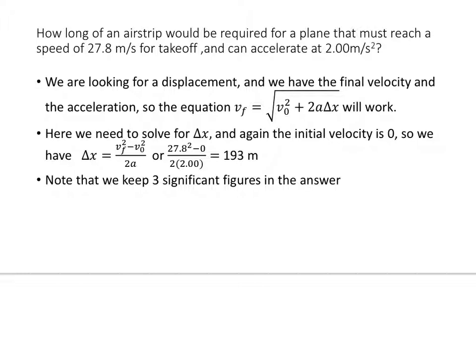All right, let's try one more problem. This one asks how long of an airstrip would be required for a plane that must reach a speed of 27.8 meters per second for takeoff, assuming it can accelerate at 2 meters per second squared. Now, in this case, we are looking for a displacement, how long of an airstrip, and we know the final velocity that's required and the acceleration.